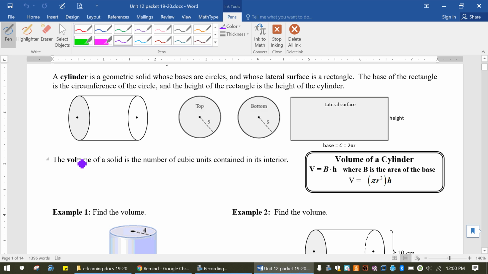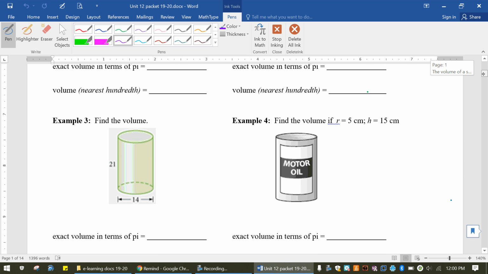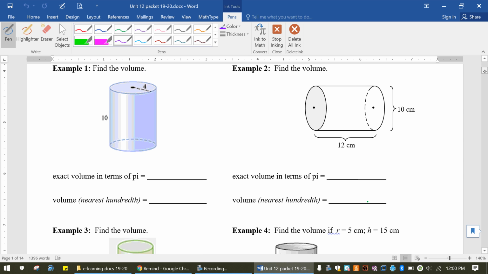So when we worked with area of circles, the area of a circle was pi r squared. So you have this circle here, it's pi r squared, and then the height is basically how many of those stacked together. So that's where this volume formula comes from. You've got pi r squared, which is the area of that circular base, and then you multiply that times the height. Okay, so let's scoot this down and then pick out the important pieces of information on number one and then use that formula.